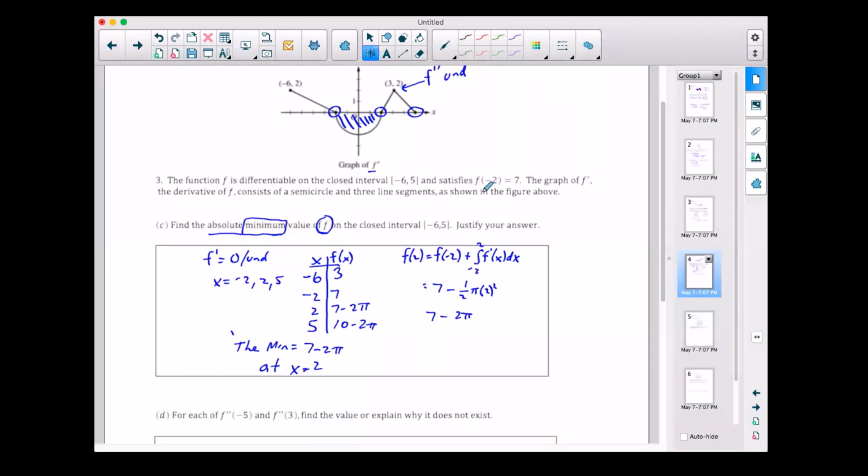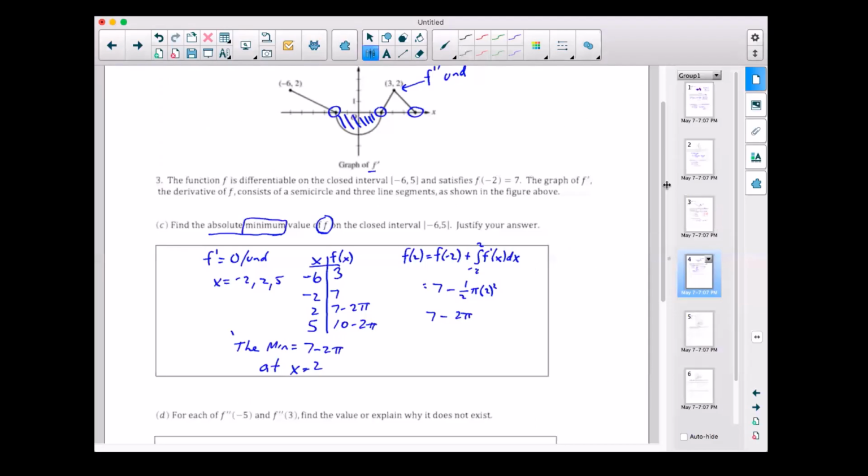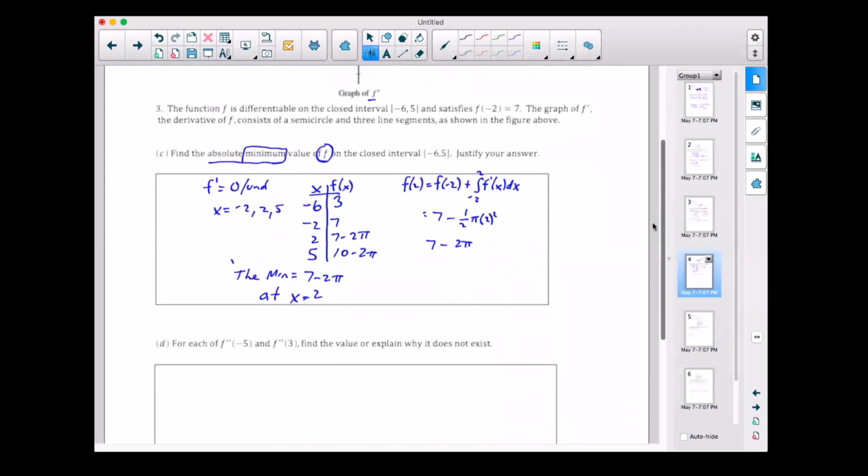So looking at the scoring guide for part C, it's only worth 2 points. 1 point for realizing that 2 was important, that 2 was in your table. You would know that by setting f prime equal to 0. And then you're also going to get 1 point for the justification. When they ask you for justifications on absolute minimums or absolute maximums, the justification is your table. You don't have to write an explanation or any reasoning. If you show your work like we did and you show your table, that's what they mean by justifying. That's called the Candidates Test for extrema.